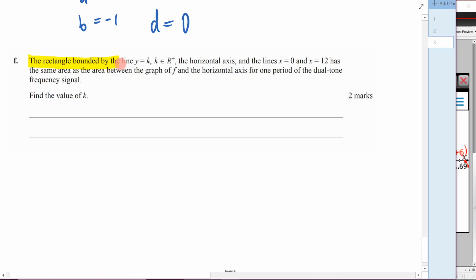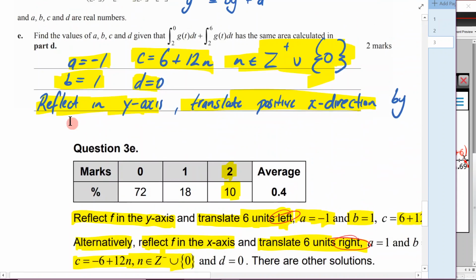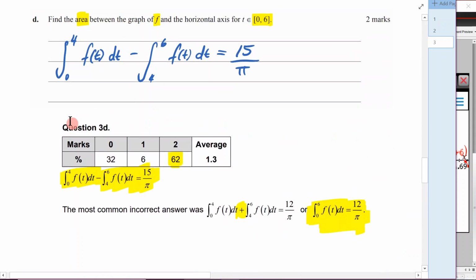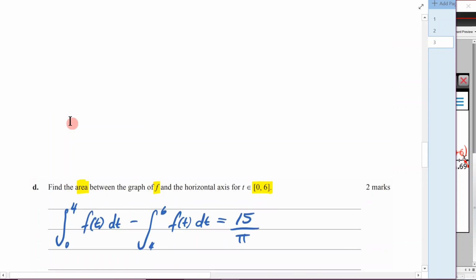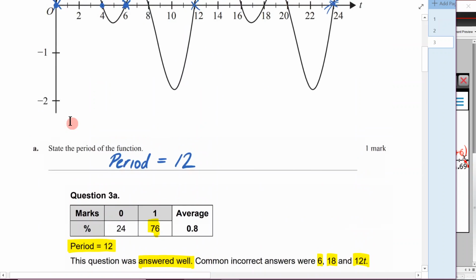The rectangle bounded by the line y equals k, the horizontal axis, and the lines x equals 0 and x equals 12 has the same area as the area between the graph of f and the horizontal axis for one period of the dual tone frequency signal. Find the value of k. So let's come up here for a moment and look at our graph and see what's going on.